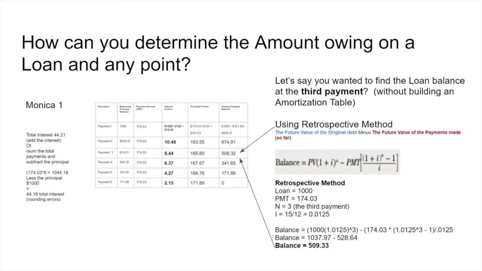So effectively, what this retrospective method has done is calculate the balance of the loan at the third period. Now let's check to make sure that was right. According to our amortization table, hey, what do you know? Same number, 509.32. So effectively, we don't have to build this table if we can use the retrospective method. Okay, fair enough. That's really all there is to it.